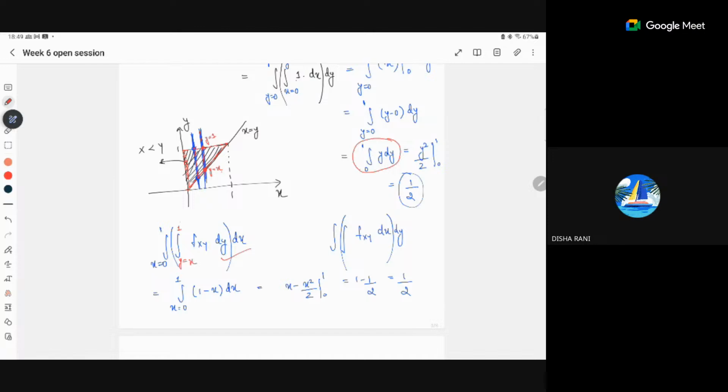Okay, so once I did this, after that we need to find out the limit for x. What is the support of x? It was just 0 to 1. So at the end I integrated between 0 to 1.